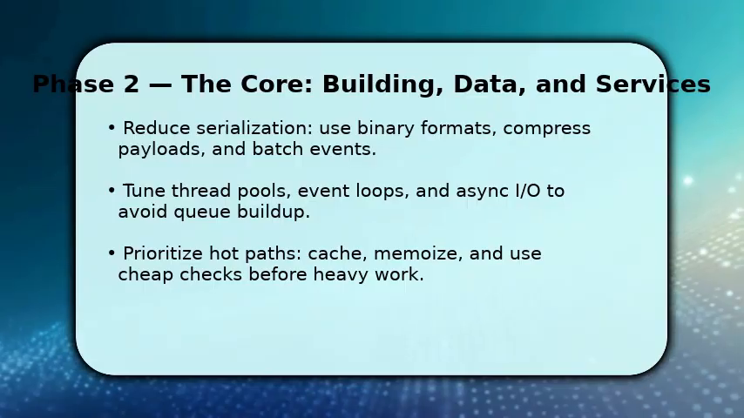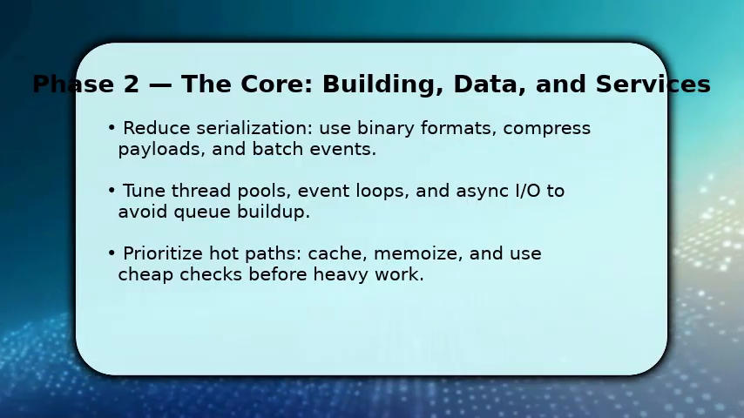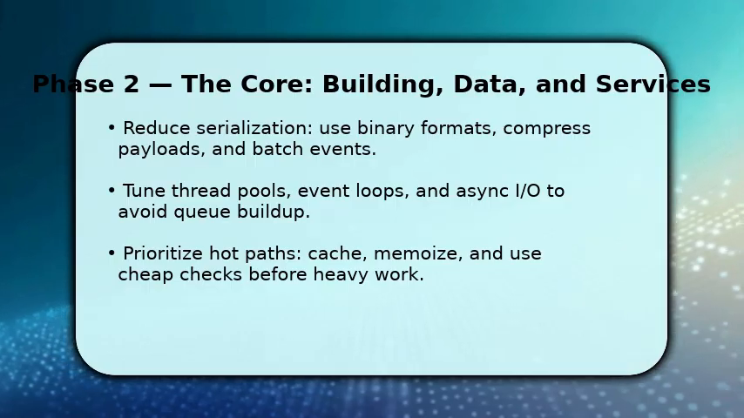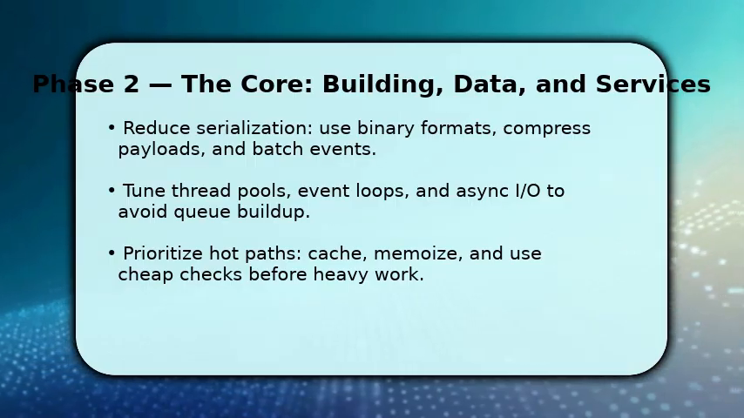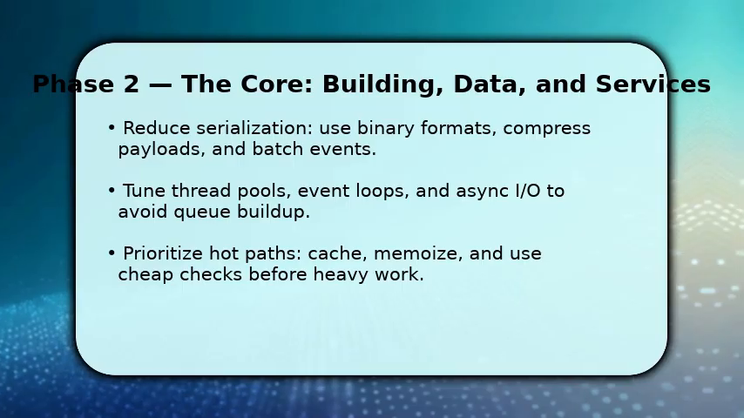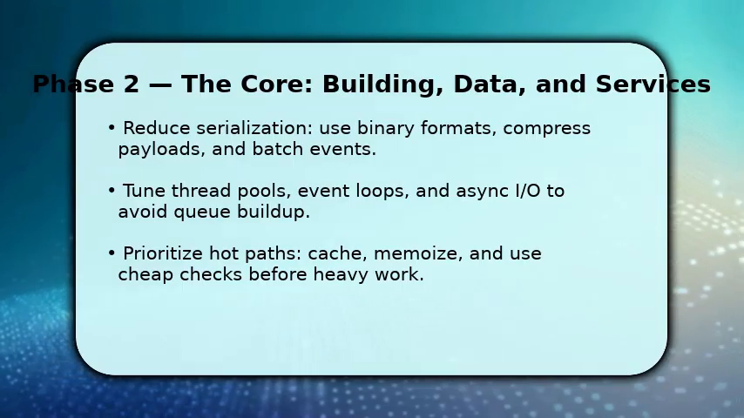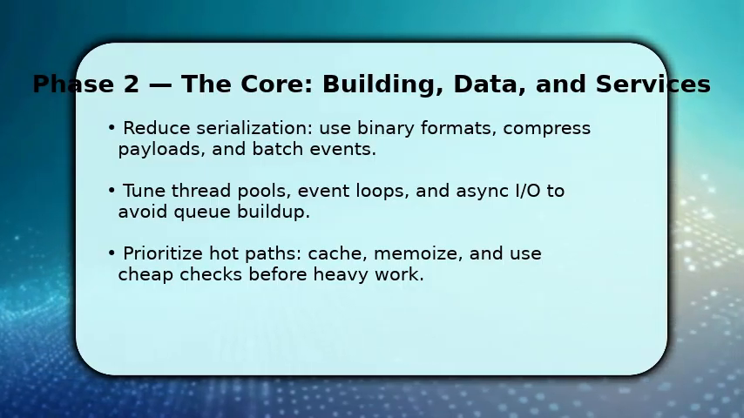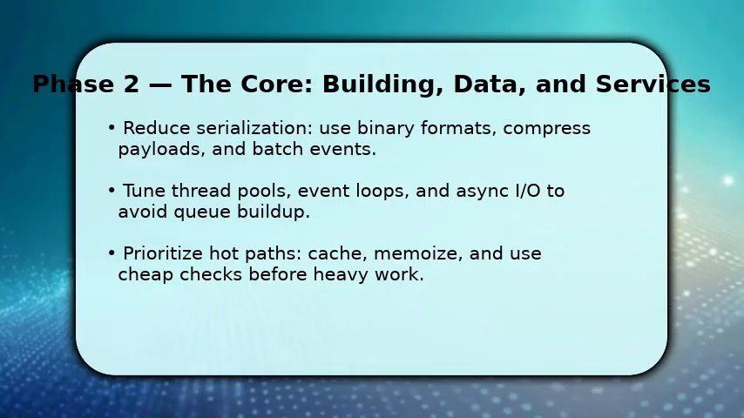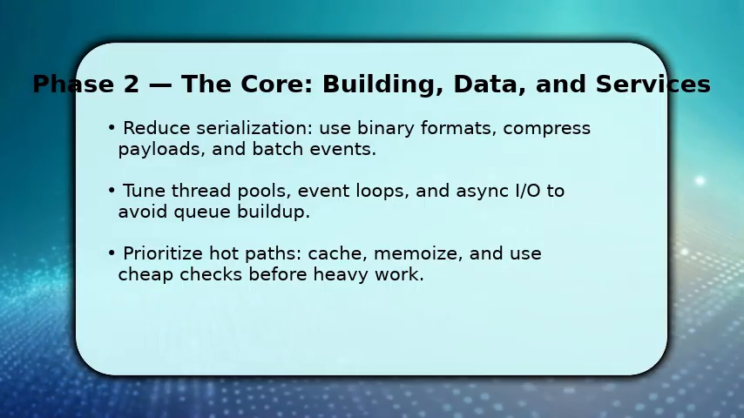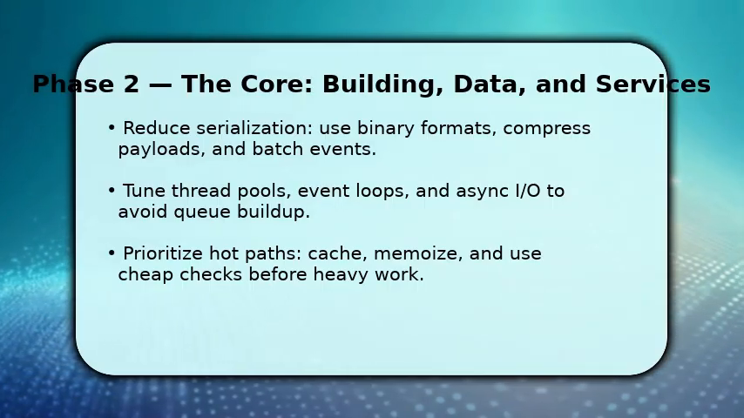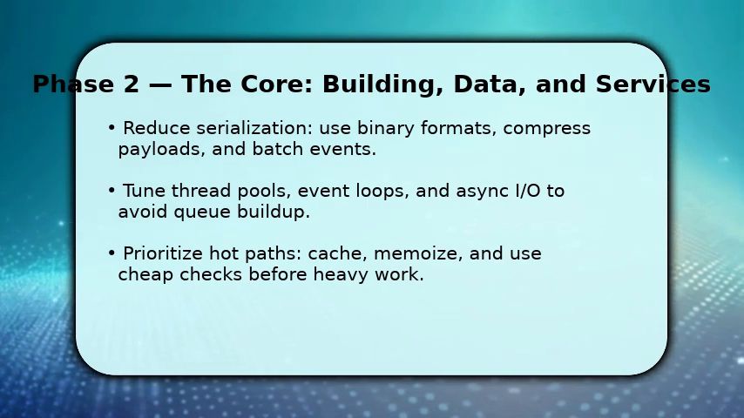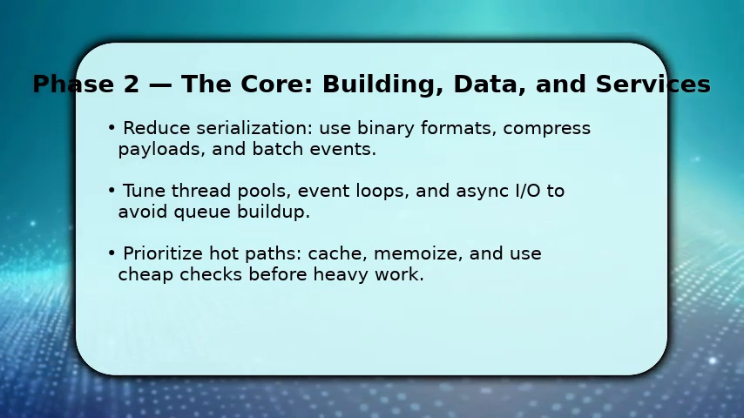Now focus on the complex middle steps where lag hides. Minimize serialization overhead by switching to binary formats, compressing payloads, and batching events rather than sending one by one. Also tune concurrency. Adjust thread pools, event loops, and async I/O settings so queues don't grow. Make sure backpressure is enforced. Prioritize hot paths with caching and memoization, and add cheap prechecks to skip expensive work when possible.